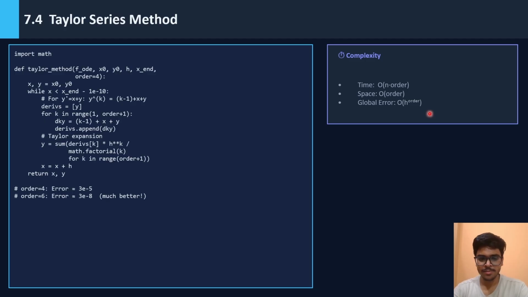Taylor series method. In the Taylor series method, the solution is expanded using higher order derivatives. In the code, derivatives are calculated up to the required order. Then the Taylor expansion formula is applied using factorial terms and powers of h. The loop repeats the process for every step. The time complexity is O(n multiplied by order), and the space complexity is O(order). Higher order Taylor expansions give much better accuracy with smaller errors.